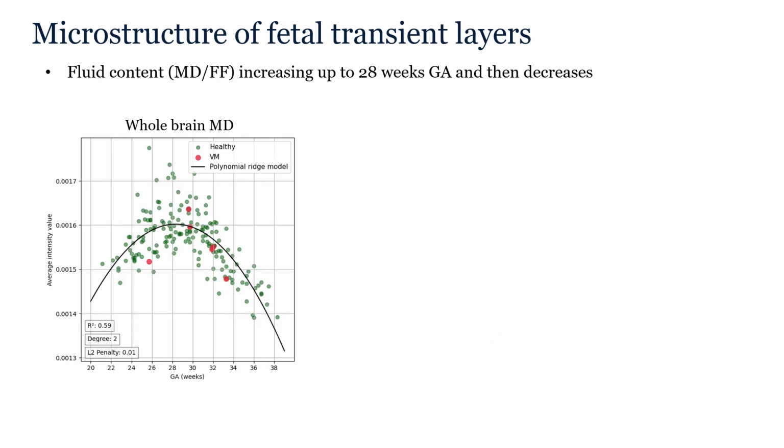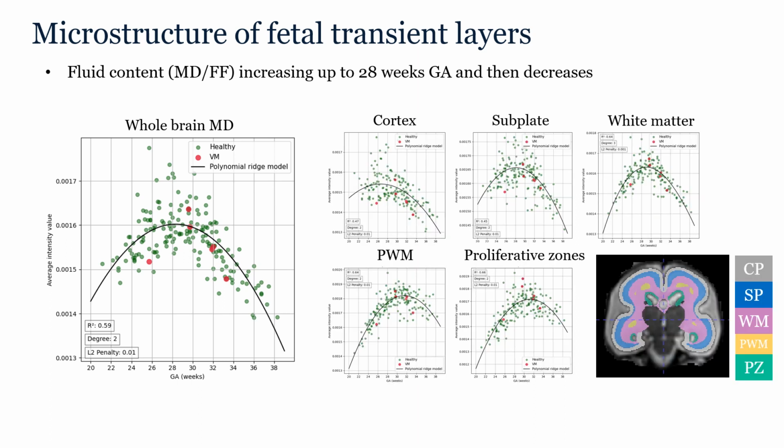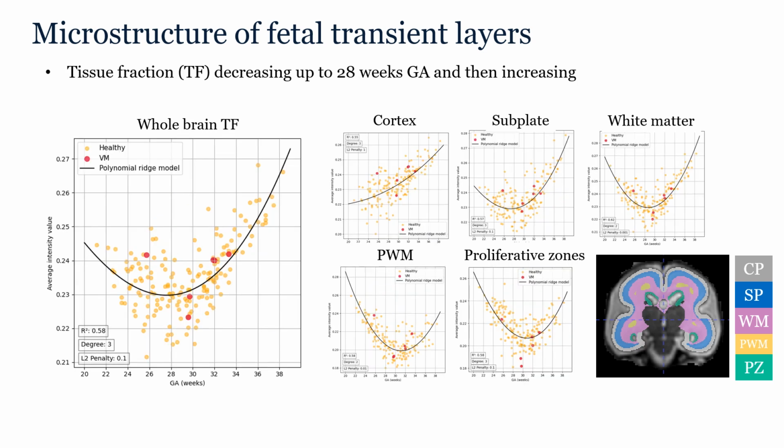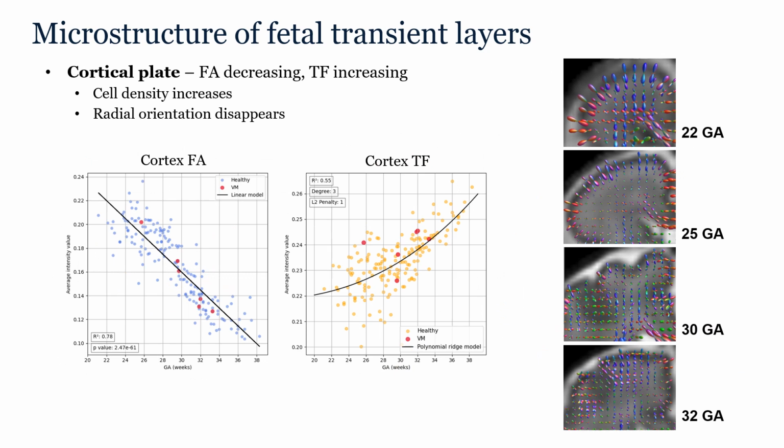We found that fluid content measured by MD and fluid fraction is increasing up to 28 weeks of gestation and then decreases. And this was the case for all layers. However, the peak of fluid content was at different time points for different layers. The tissue fraction showed an opposite trend, which makes sense, decreasing up to 28 weeks of gestation and then increasing again. Interestingly, tissue fraction seems to be only increasing in cortex and is minimal in different layers at different time points.